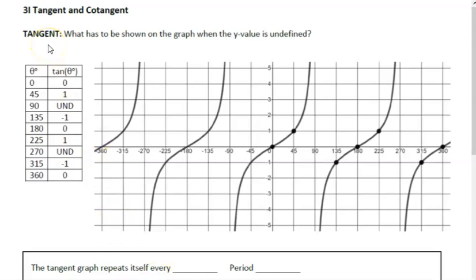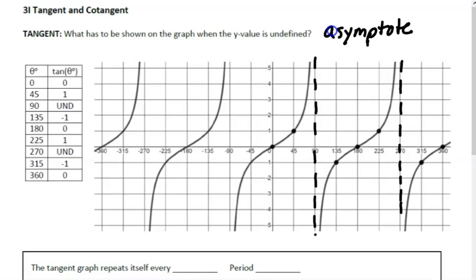First question I have up here for the tangent graph is what has to be shown on the graph when the y value is undefined. And we see it's undefined at 90 and 270. And we have to show an asymptote. So it's really important to actually draw that asymptote in. That's a really important defining feature of this graph, so you don't want to leave it out. So I'm going to draw in an asymptote at 90 and 270, and also negative 90 and negative 270.